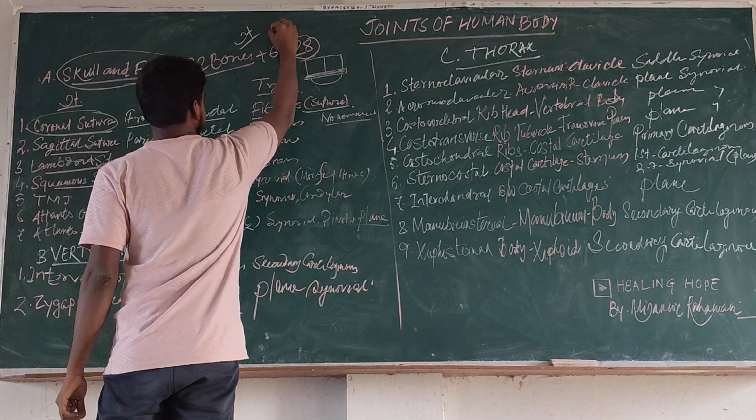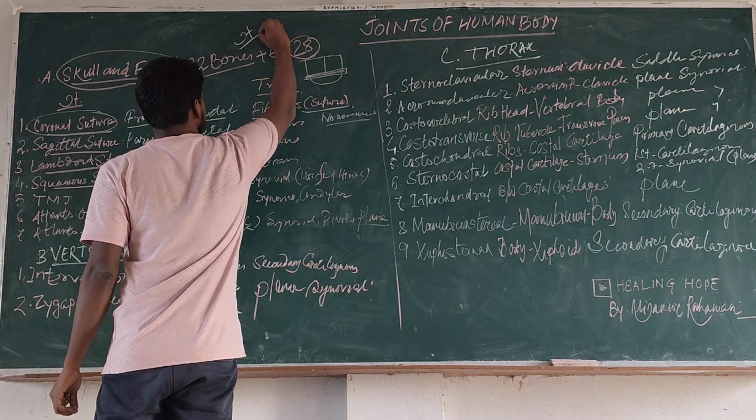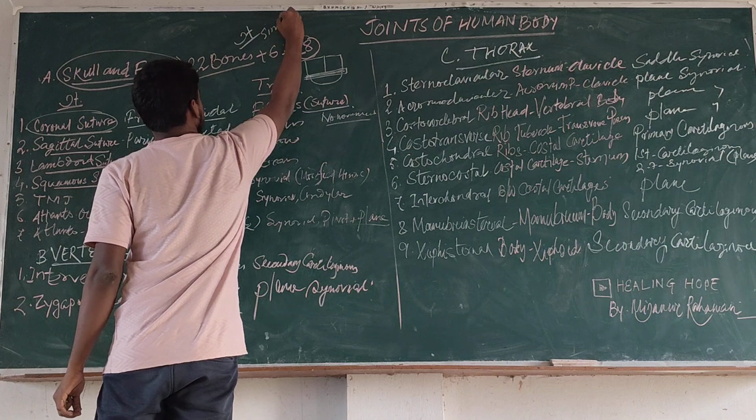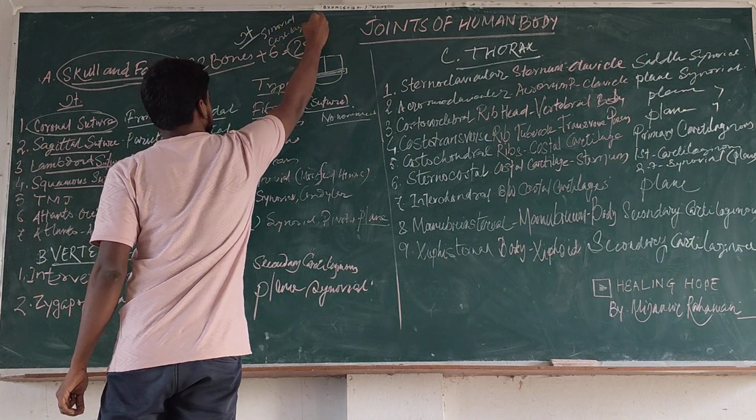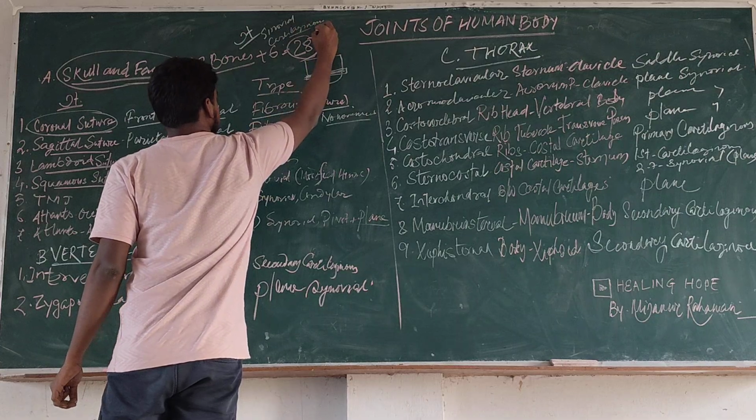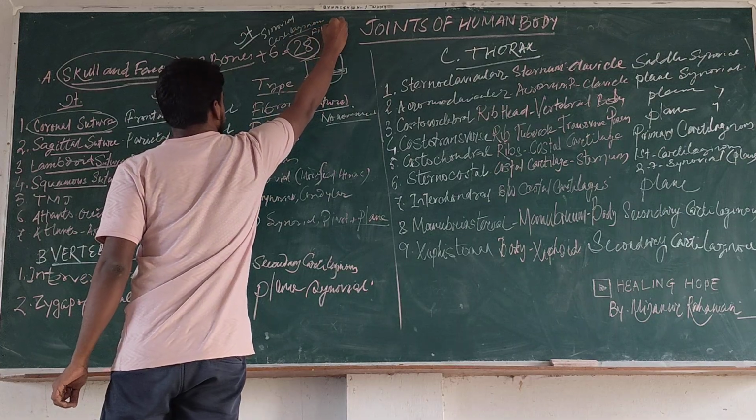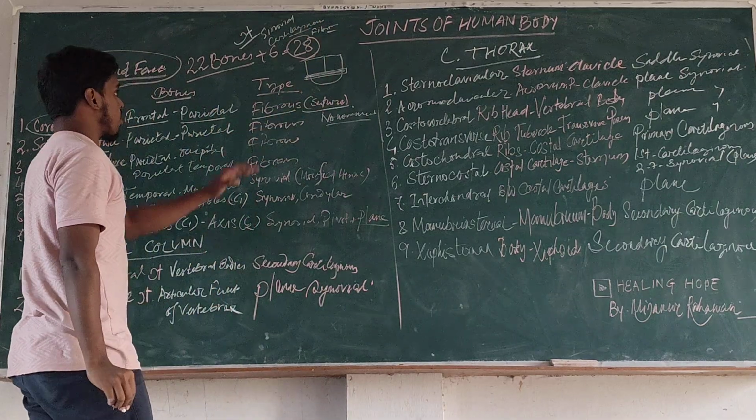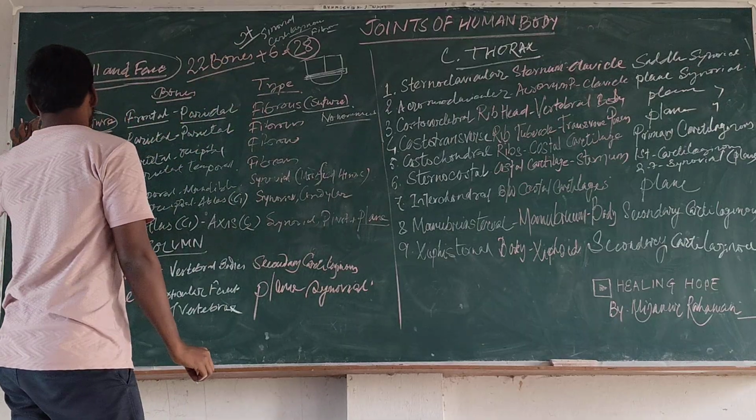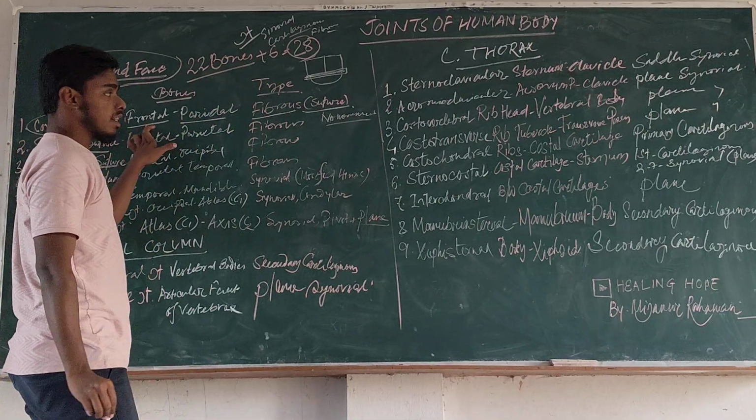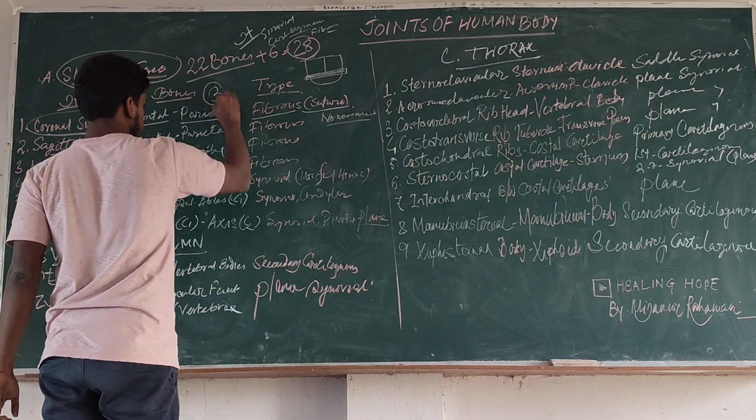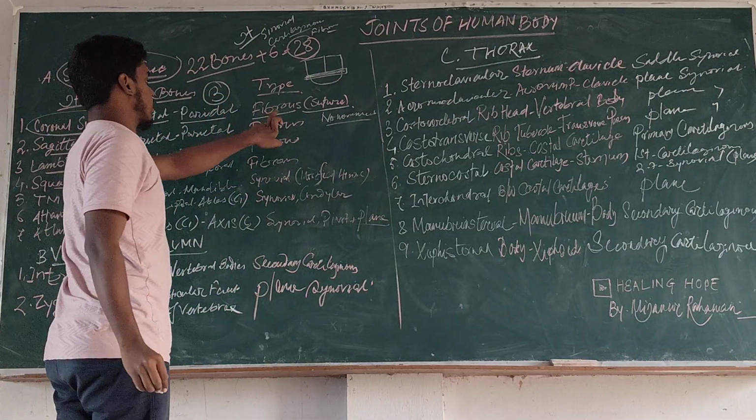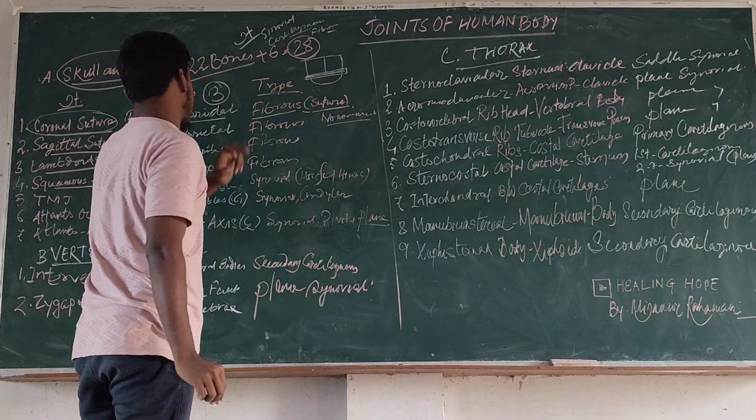So the types are synovial, cartilaginous, and fibrous. These are the basic classification of the joint. So coronal suture is formed by frontal and two parietal bones. So there are 3 bones, and this joint is a fibrous joint, suture type.